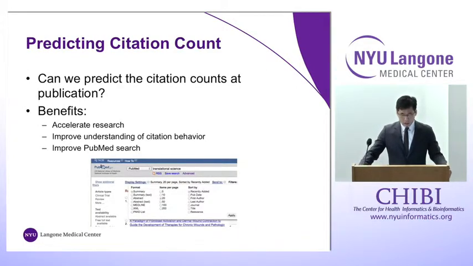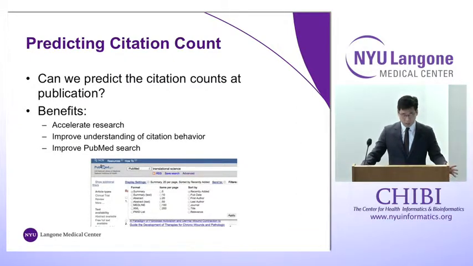So then the question is, can we predict citation counts using only information available at the time of publication using machine learning methods and the text categorization approach that I'm going to be talking about. The main benefits are accelerating research. If you could tell researchers earlier on that these papers are high quality, then they could focus on those more quickly. Another one is we could improve our understanding of what leads to highly cited papers.